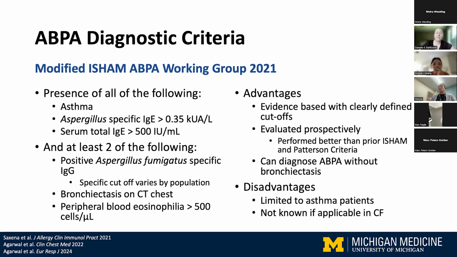The advantages to this ISHAM diagnostic criteria is that it did take into account a lot of the limited evidence, granted, and does have clearly defined cutoff values. It was evaluated prospectively, and you can diagnose ABPA without someone already having bronchiectasis. That said, it's only studied in asthma patients, and it's not known if it's really applicable in cystic fibrosis patients.